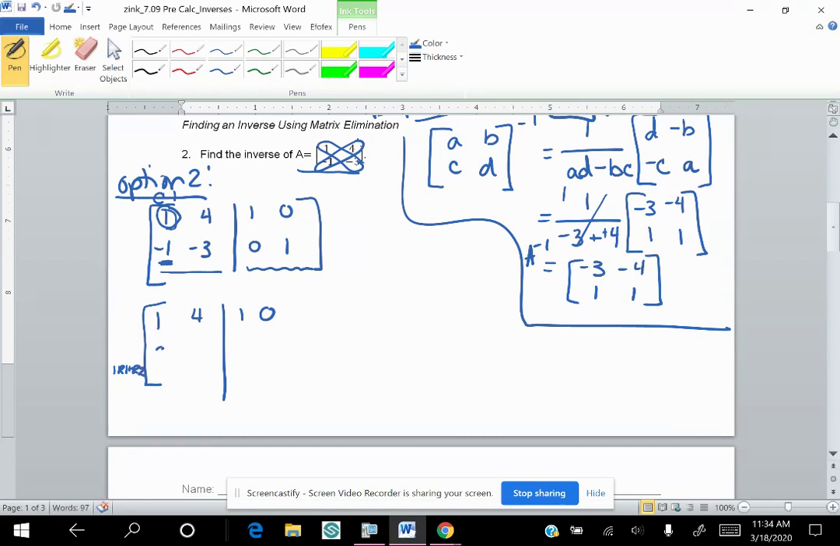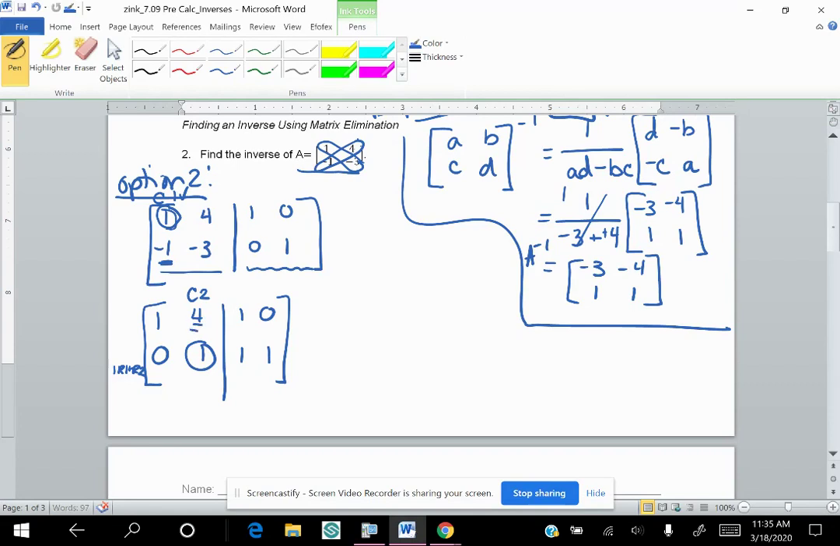So I have 1 minus 1 is 0. 4 minus 3, 1. 1 plus 0, 1. And 0 plus 1 is 1. Almost done. Now, again, I get my lead 1. So column 1 is done. Now we move on to column 2. So we need to get our lead 1 and then zeros above and below. Good news, it's already a 1.